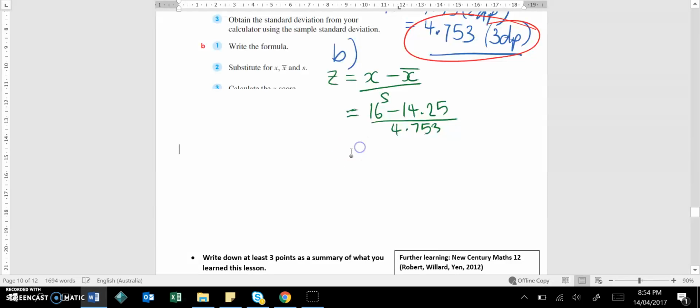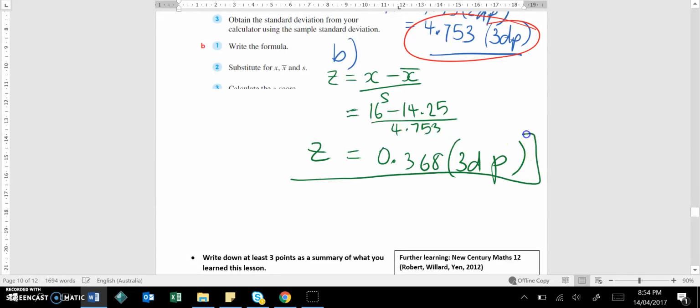Once I've worked that out, that gives me an answer on my calculator of 0.368, and that's also to 3 decimal places. That again corresponds with the normal curve: z-scores that lie between 1 and -1 account for 68% of the scores under a normal curve.